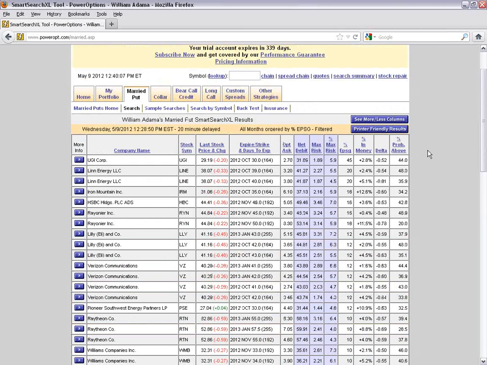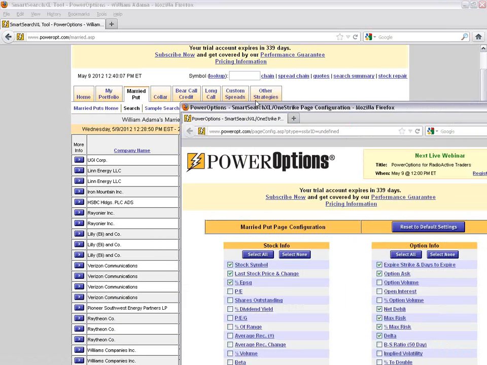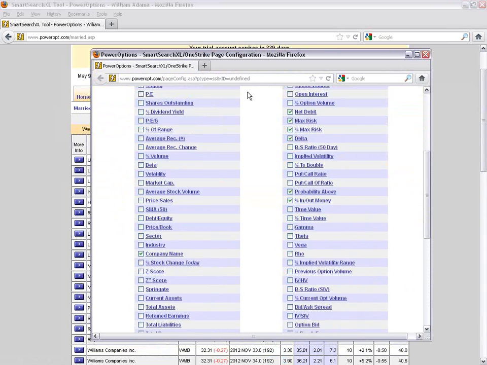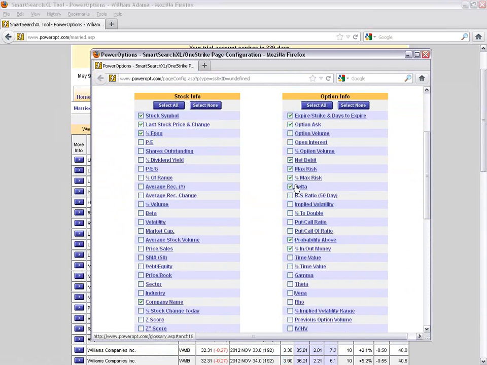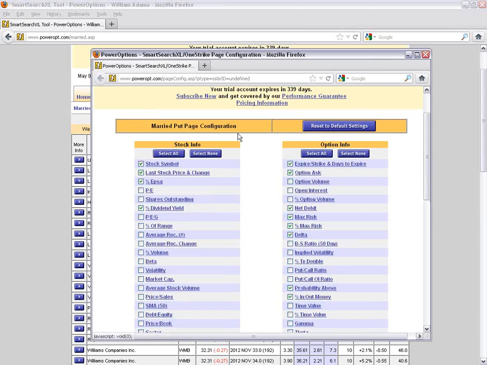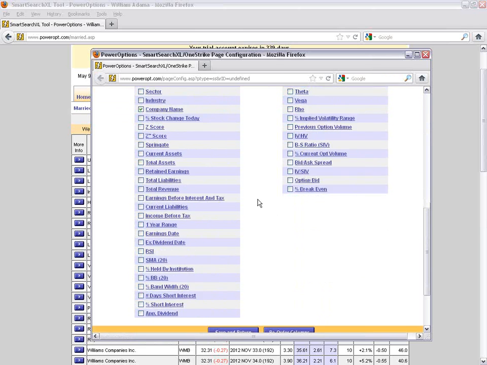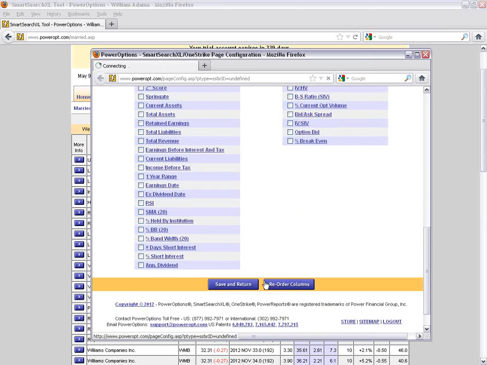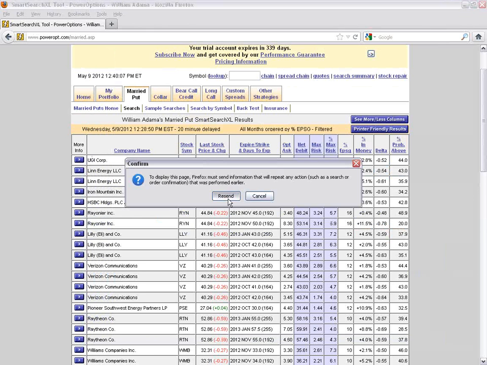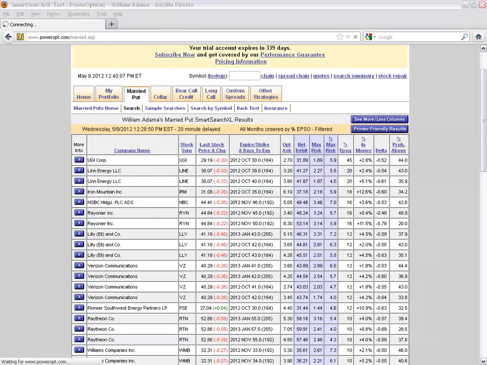But if I wanted to see the dividend yield as well, if there's a column or a filter that you use that you want to see in your search screens, just click the See More or Less Columns button. This allows you to pick and choose which data columns you're viewing in the field. And we wanted to look at the dividend, so we'll check that. The stock information is on the left, your option information is on the right. So let me scroll down now and click Save and Return. We'll be prompted to refresh the page there, so let's go ahead and take that.